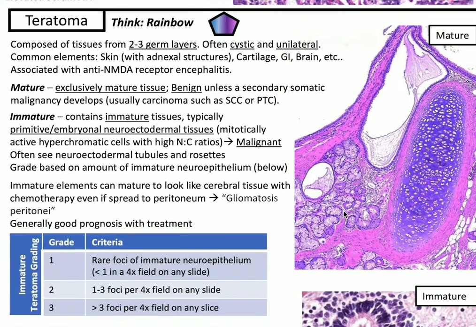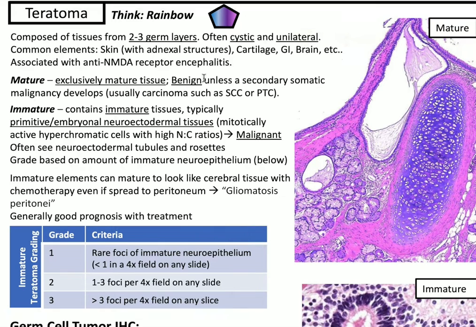Teratoma, think rainbow color. This is composed of tissues from 2 to 3 germ layers. It's often cystic and unilateral. Common elements include skin with adnexal structures, cartilage, GI, brain, and it's associated with anti-NMDA receptor encephalitis. You can have mature teratomas, and this is exclusively mature tissue, and it's benign unless there's a secondary somatic malignancy that develops. Usually carcinomas like your squamous cell carcinoma or papillary thyroid carcinoma from struma ovarii.